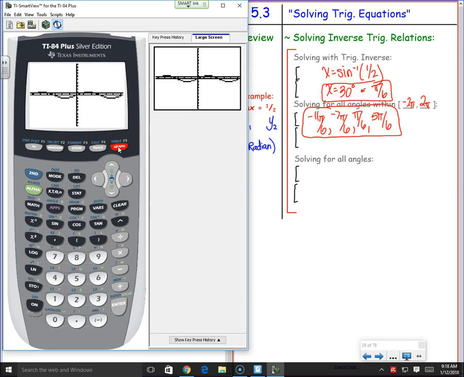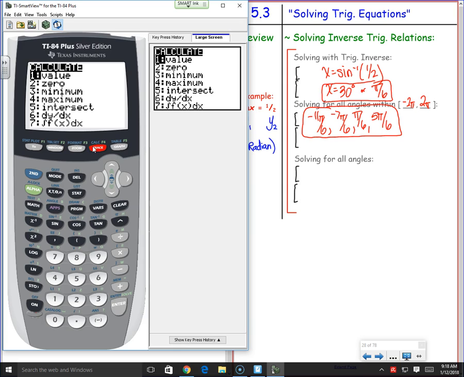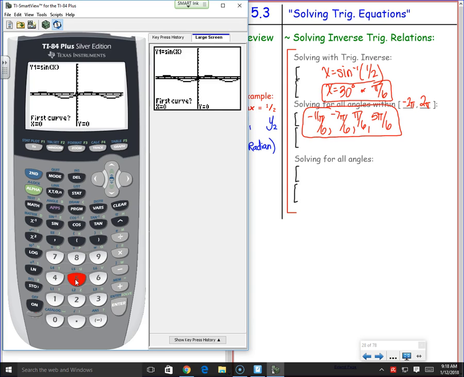Now what's gonna happen though, wait, how do we do intersections again? You guys remember, right? Second trace. Intersect, number 5. How do we answer these questions? Okay, I'm on the sinusoidally one, right? So I can say first curve, yeah, sure, the sinusoidally one. It jumps to the line now. Is that the second thing that I want? Yeah, I want both of those. Enter. Guess what am I gonna do?